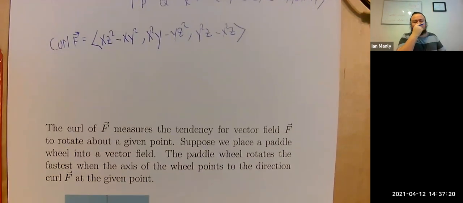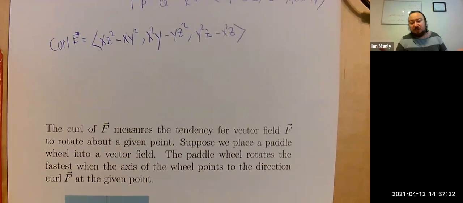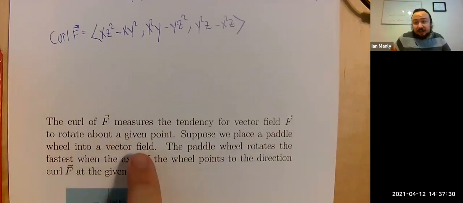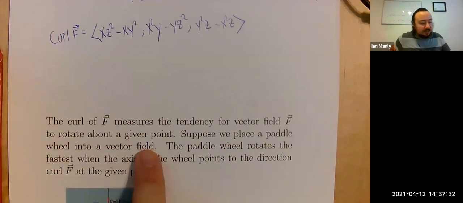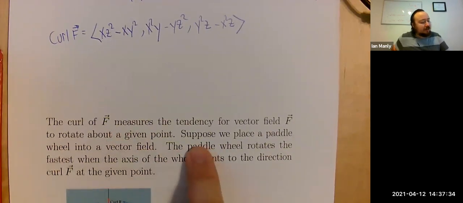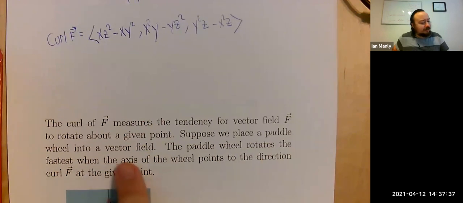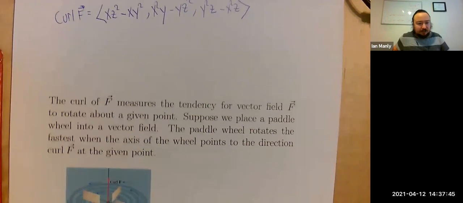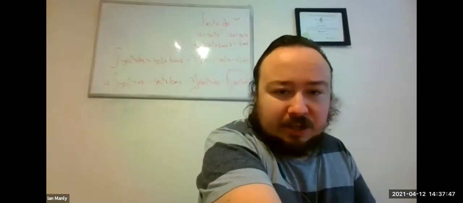Okay, now Tristan just asked, I think it's Tristan, what does the curl actually represent? It has this particularly strange name, curl. What is that talking about? The curl of f measures the tendency for a vector field f to rotate about a given point. So suppose we place a paddle wheel onto a vector field. The paddle wheel rotates the fastest when the axis of the wheel points the direction of curl of f at the given point.